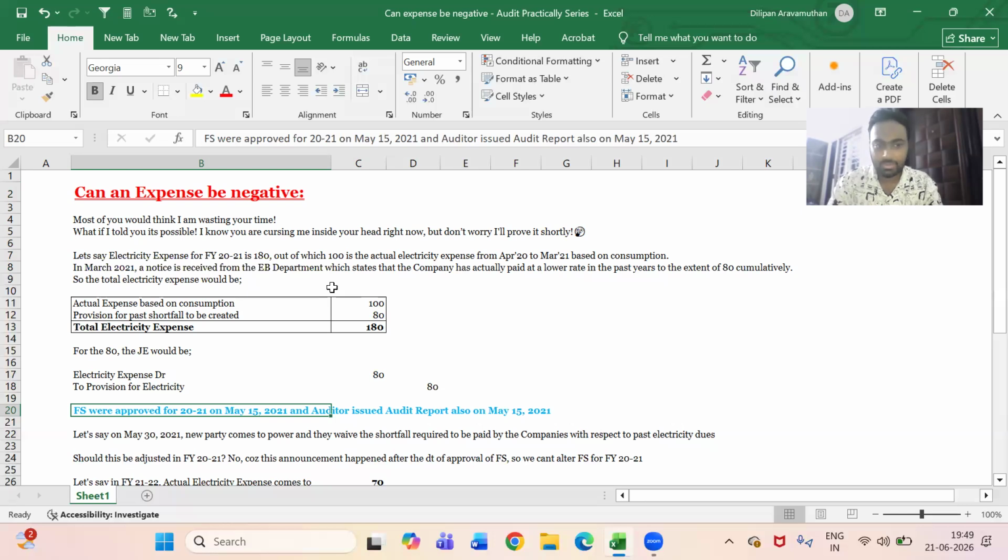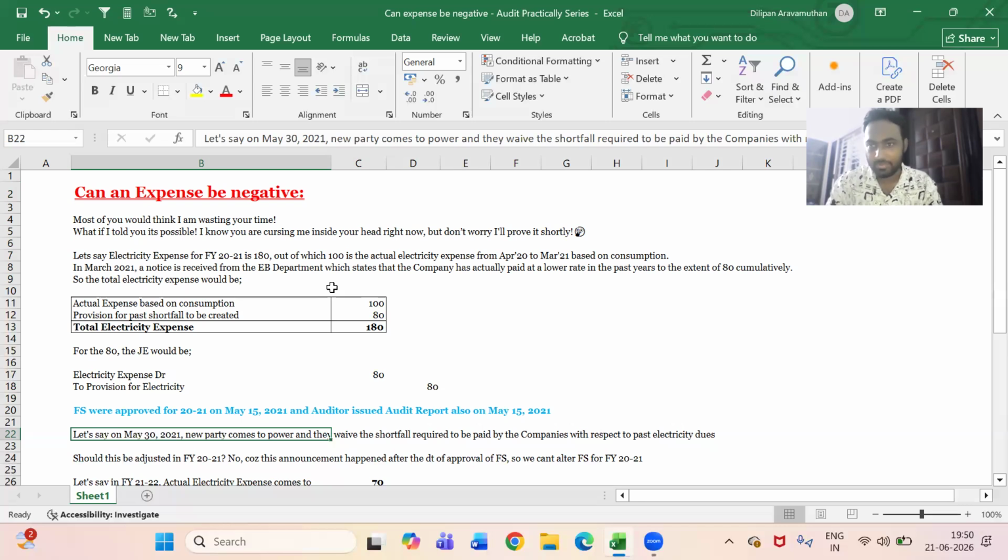Let's say on May 30th, 2021, a new party comes to power. Let's say in the state in which the company is operating, an election took place, and on May 30th, 2021, a new party comes to power, and they say, boss, I know previously the EB department was probably demanding an amount for the shortfall from you, but since we've come to power for the first time, we probably want to do something for you guys, and we're going to go generous on you, we're going to go light on you, and we don't want you to be paying the shortfall of 80. So that's what they're saying. So they are basically waiving the shortfall of 80.